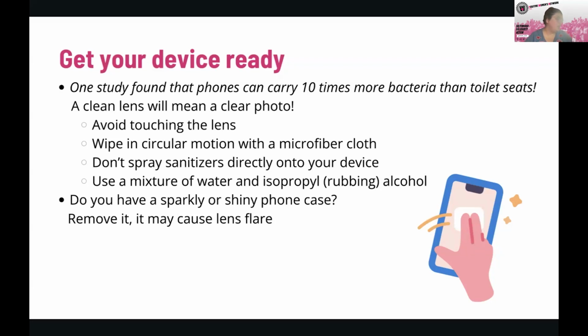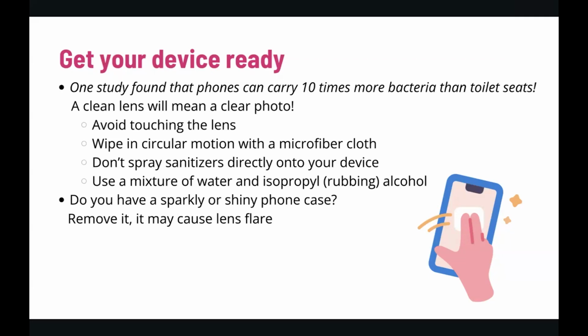So first off, as much as you can, avoid touching your lens with your finger, don't do that. Then I've got over here a little cloth that is what I use to clean my glasses. They're really great for also cleaning your device screens and lenses. You want to wipe in a circular motion with a microfiber cloth or something like that, like a soft cloth.